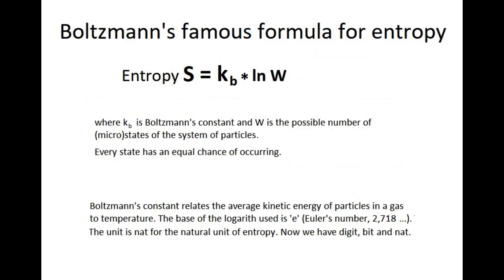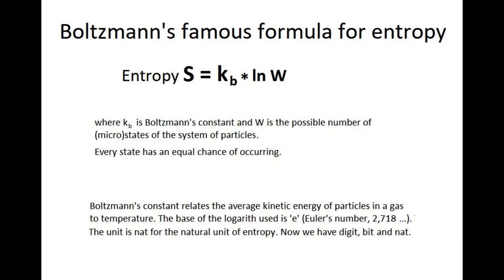In physics, Boltzmann's famous formula for entropy has the same structure as the Shannon entropy. Entropy S is Kb natural log of W, where Kb is Boltzmann's constant and W is the possible number of microstates of the system of particles. Implicit is the assumption that every microstate has an equal chance of occurring. Boltzmann's constant relates the average kinetic energy of particles in a gas to the temperature of the gas.